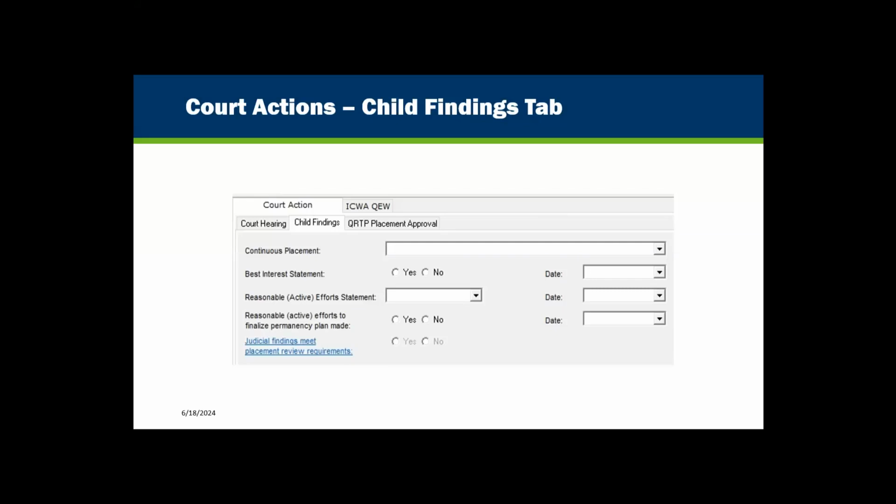The best interest statement date and the reasonable or active effort statements, those are typically in the very first court action. Although for 4E purposes, we do get a 60-day window for the reasonable or active efforts. We don't train that way. We want you to get those all done as soon in the placement episode as you can. The best interest is required at that initial placement hearing.